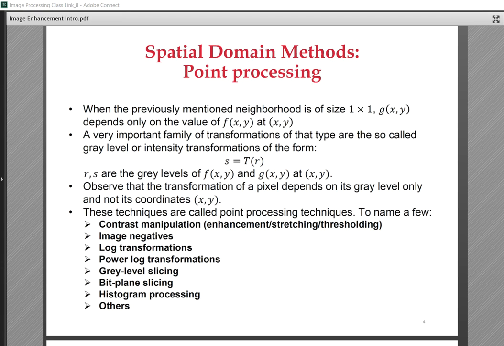An operator T on f(x, y) is defined which manipulates all pixels within the specified neighborhood mentioned above, this rectangle centered at x, y, and produces a single response, for example, g(x, y).